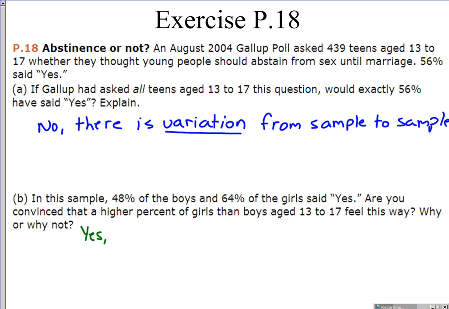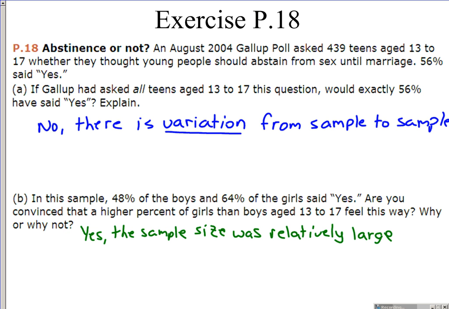Number one, our sample size was 439, so that's a large sample. So the sample size was relatively large. And a difference of 16% is rather large.